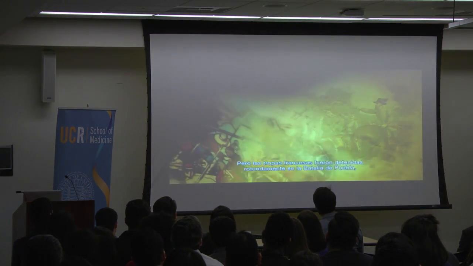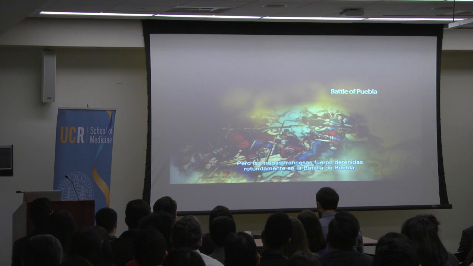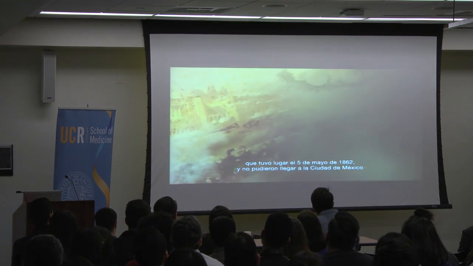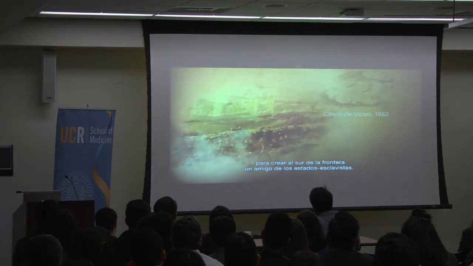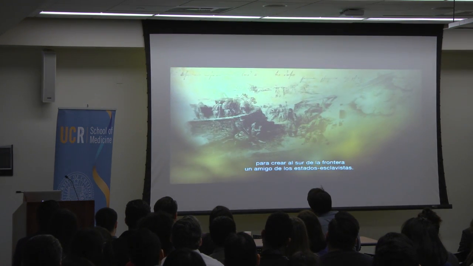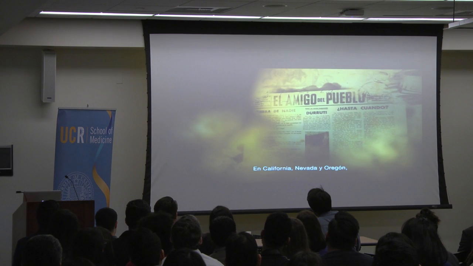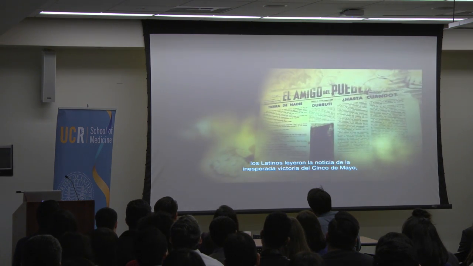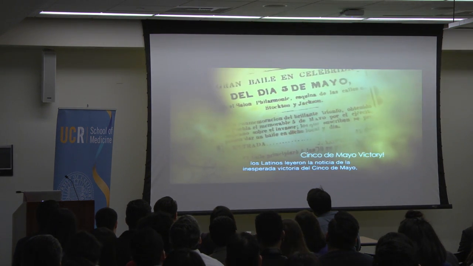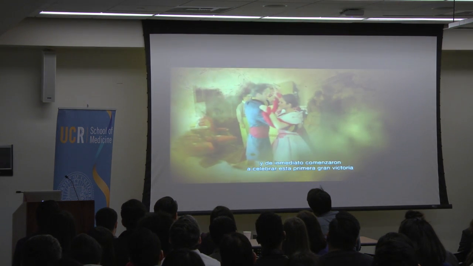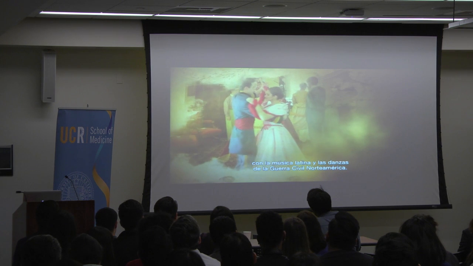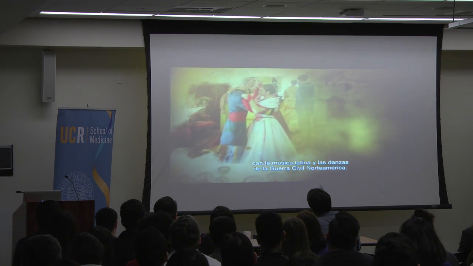But the French troops were stopped dead at the Battle of Puebla, fought on Cinco de Mayo of 1862, and could not reach Mexico City to create a slave state friend south of the border. In California, Nevada, and Oregon, Latinos read the news of the unexpected victory of Cinco de Mayo and immediately began celebrating this first major victory with the Latino music and dances of the American Civil War.